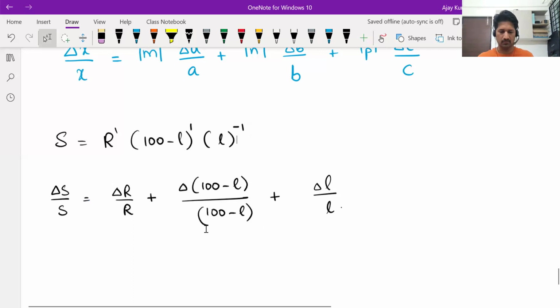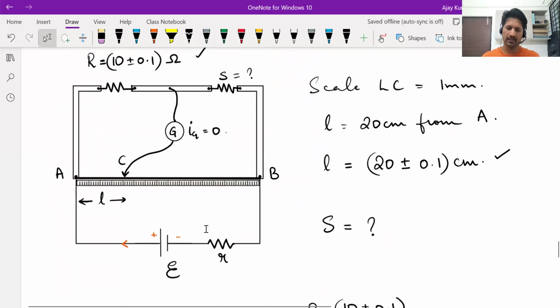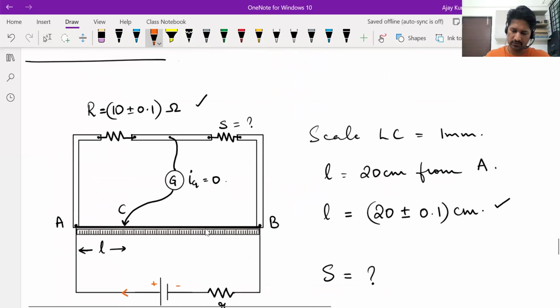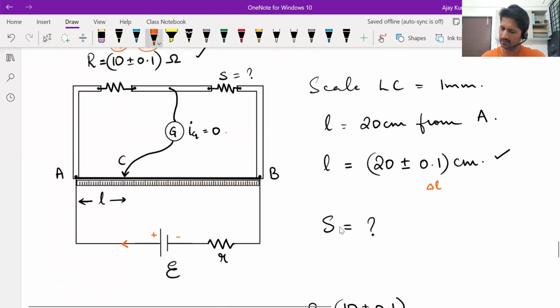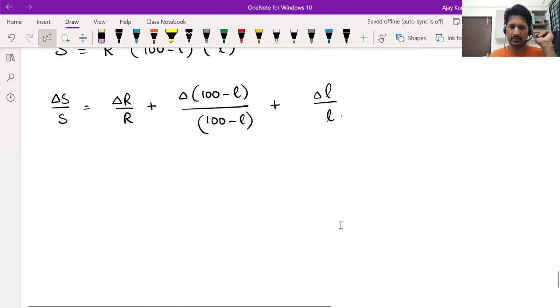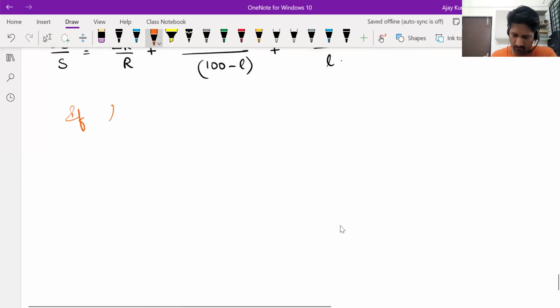Now delta R by R, we know R is 10 plus or minus 0.1, no? So this is the true value, this is the absolute error. So we have delta R, we have R. Next, delta L by L, we have delta L as 0.1 and we have the original length, I mean the measured length is 20. The only other thing we need is 100 minus L. Now you all tell me at least this. If L is 20 plus or minus 0.1, I'll write it here. How much is 100 minus L?